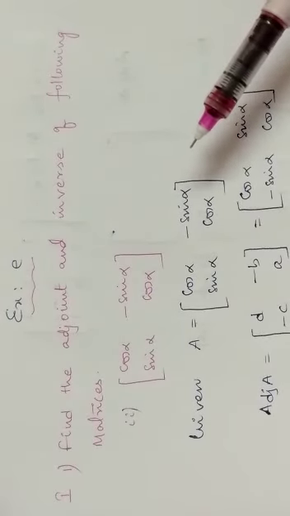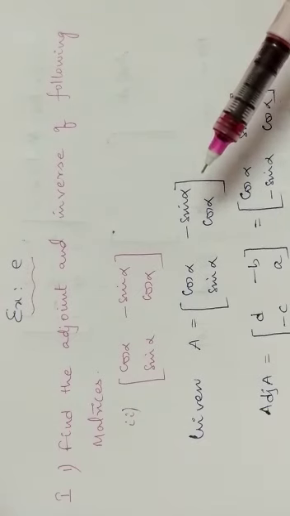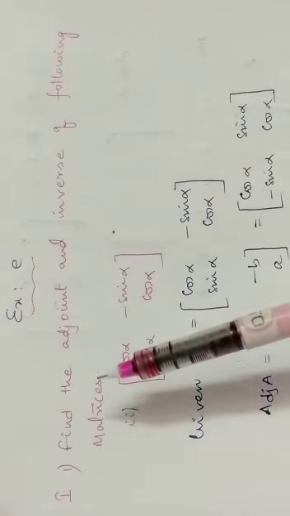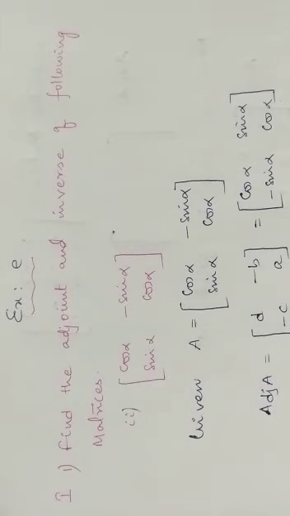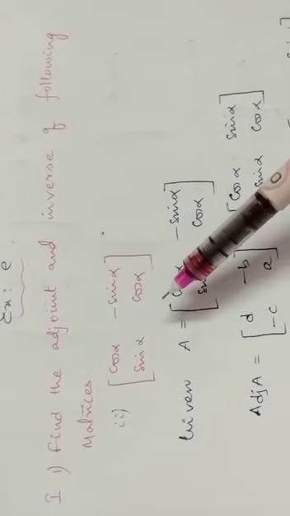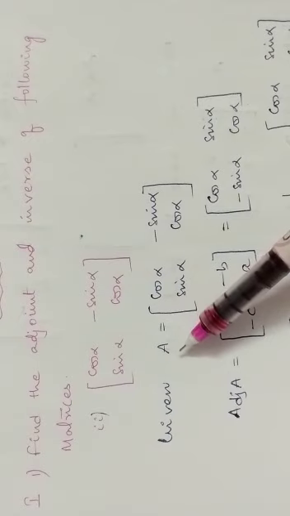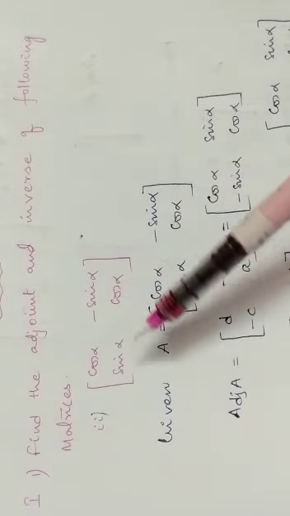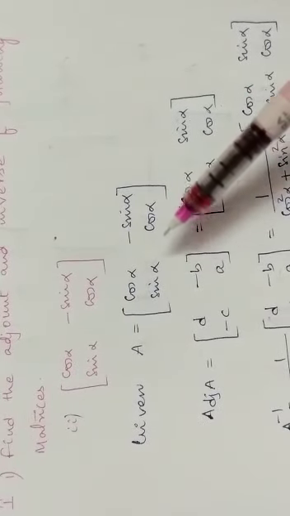Dear friends, we will move into exercise E. Find the adjoint and inverse of the following matrices. A matrix is given. Let it be named as A. So given A equal to cos alpha, minus sin alpha, sin alpha, cos alpha, a 2 by 2 matrix.